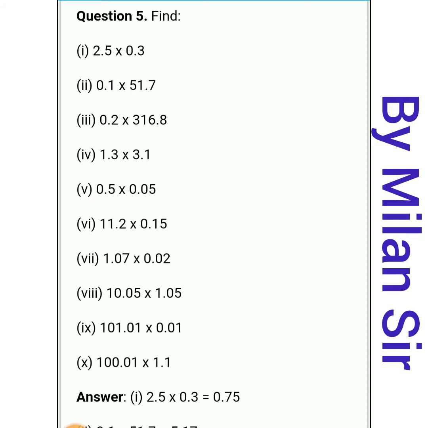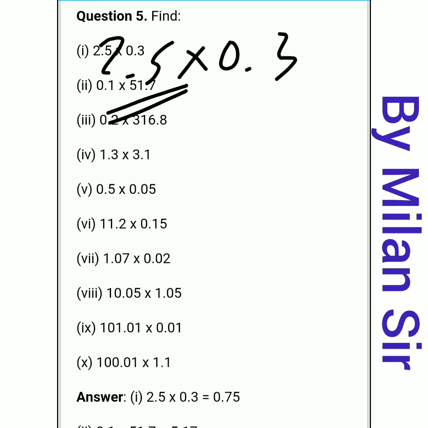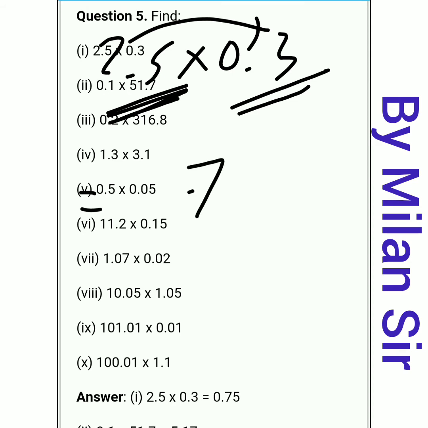Again, 2.5 multiply 0.3. Here the decimal point is present before one digit, and here too. First of all, we ignore the decimal point and do the multiplication. So 25 into 3 is 75. Now in total we have two digits after the decimal point in the question. So in the answer, before two digits we put the decimal point, and here 0. So the answer is 0.75.